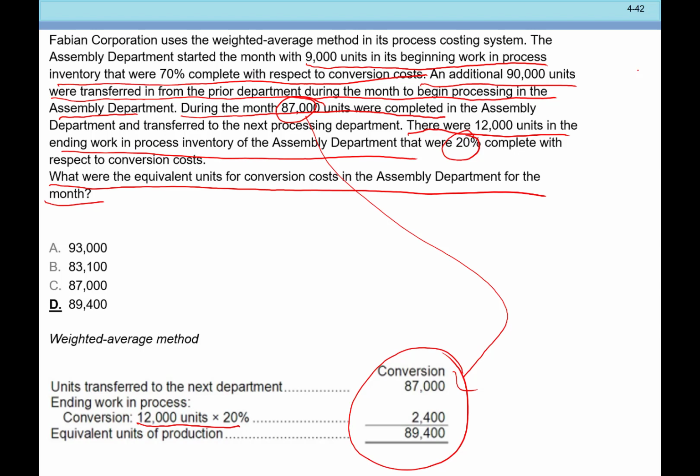Then they say that there were 12,000 units in ending work in process. They were 20% complete with respect to conversion costs. What are the equivalent units? Piece of cake. Take the 12,000, multiply it by 20%. That's 2,400. We have equivalent units of 89,400, right?